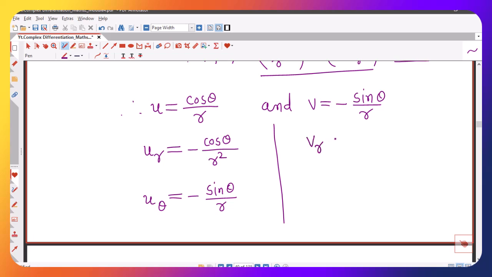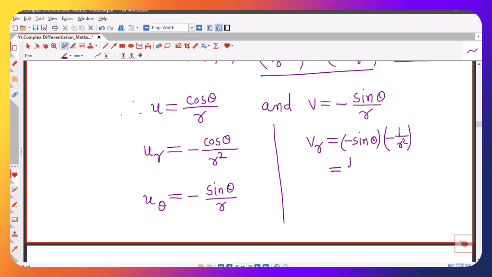Same thing here, with respect to r will give me minus sin theta, and derivative of 1 by r is minus 1 by r square.